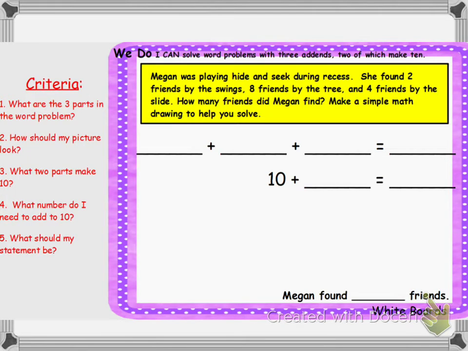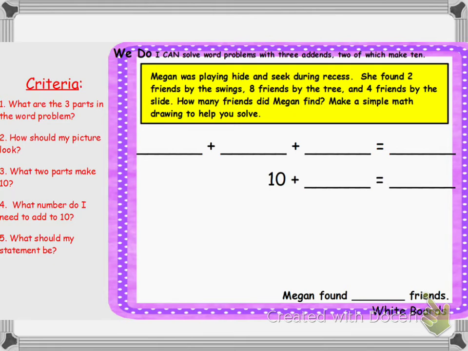So now let's look at this next one. Remember, you have your whiteboard, but you don't need it just yet. You don't need to have your marker open and use it just yet because we have to read it first. So this one says, Megan was playing hide and seek during recess. She found 2 friends by the swings, 8 friends by the tree, and 4 friends by the slide. How many friends did Megan find?